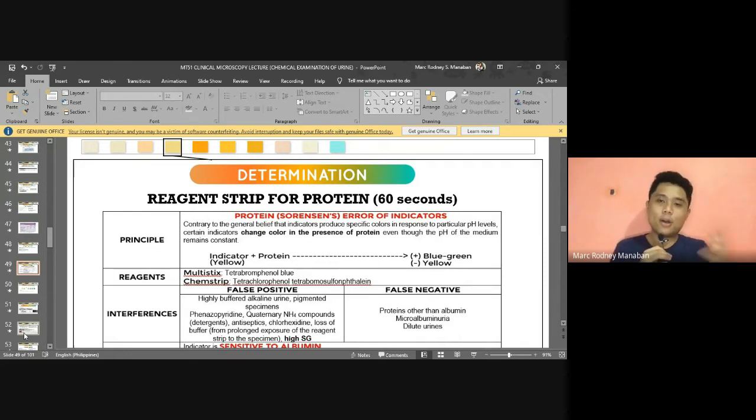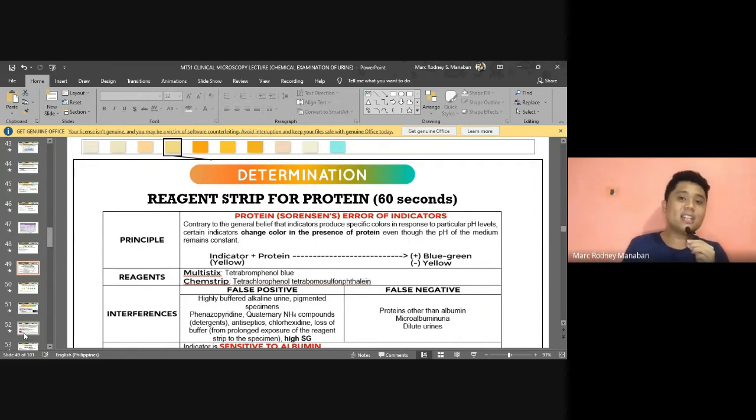So since the protein will take H plus ions from the indicator, the indicator will be positive and the color will shift toward the basic side, because it takes H plus from the indicator, all right? So therefore, the higher the concentration of protein, the color goes toward blue to green. So that's the principle: protein error of indicators, fluorescence error of indicators.